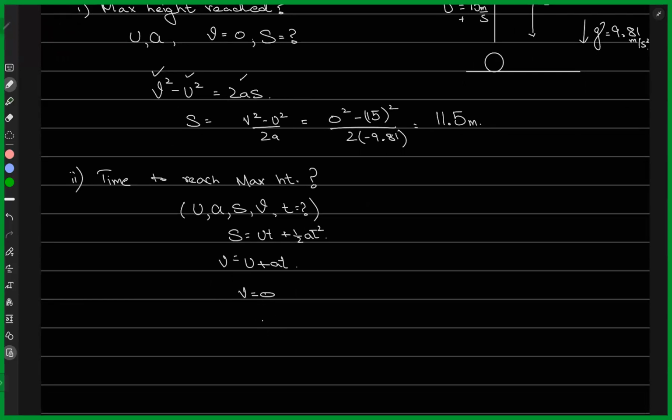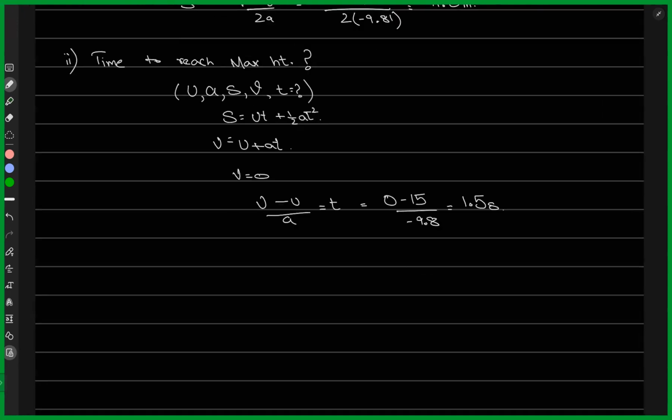So you can write this as (v minus u) over a is equal to t, which is 0 minus 15 over minus 9.8. And that gives you around 1.5 seconds. Okay, so was that clear? Yes, sir. All right.